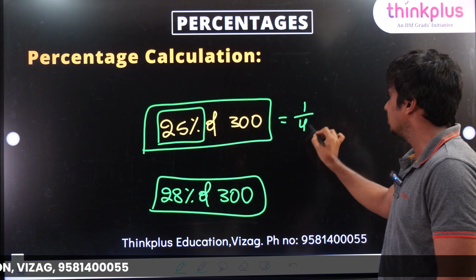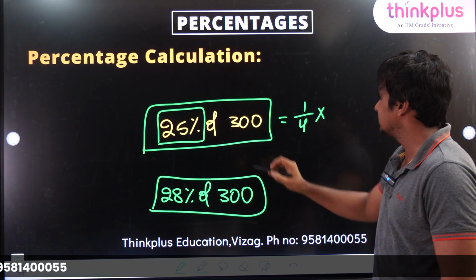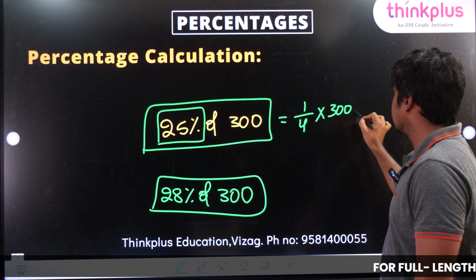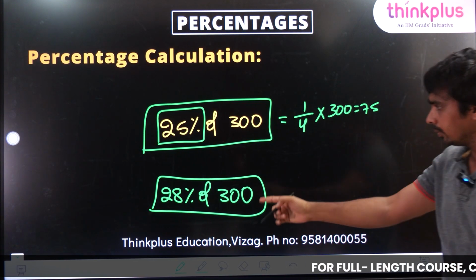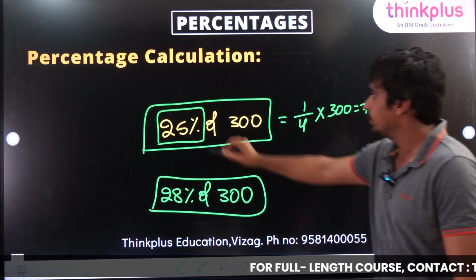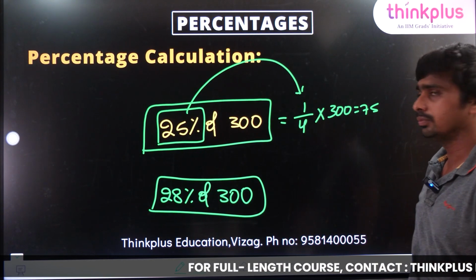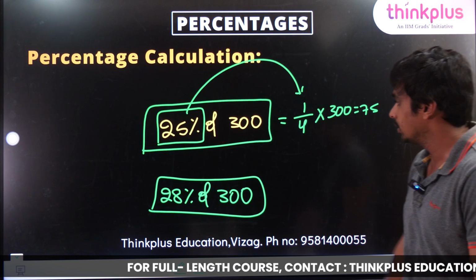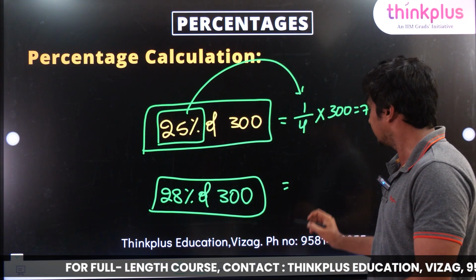25% of 300 is a question you can do. What is the fractional value of 25%? 1 by 4. Of means into 300. You get the answer 75. That's fine. But what about 28%? You know that the fractional value of 25% is 1 by 4, as we discussed in the previous video. Here, for 28%, we don't know.